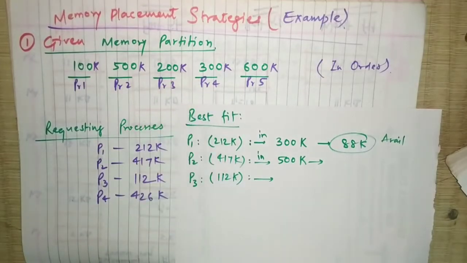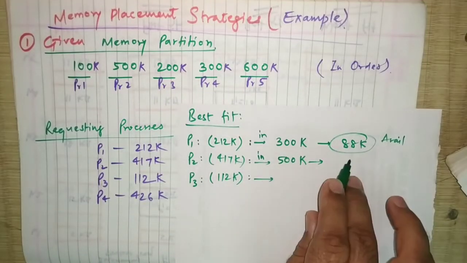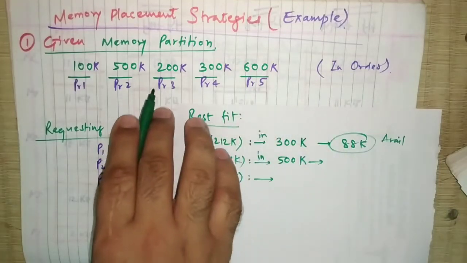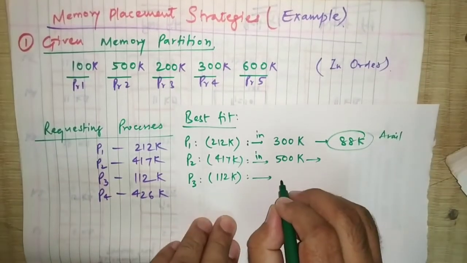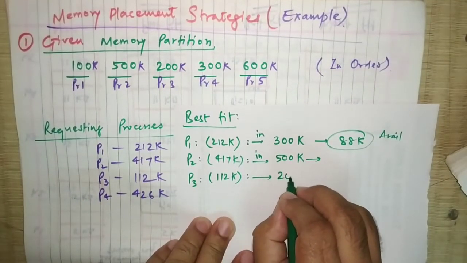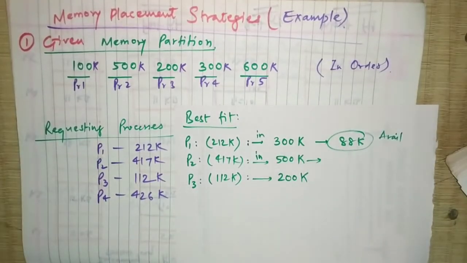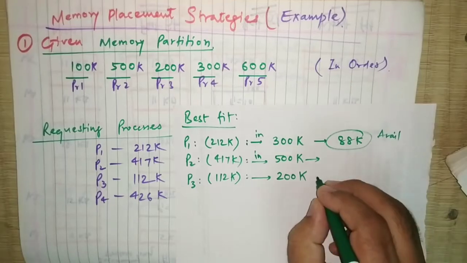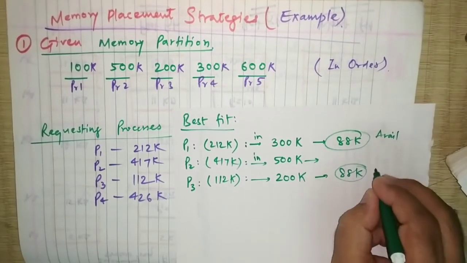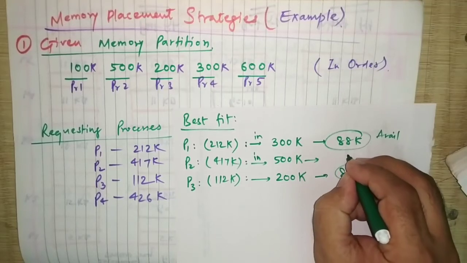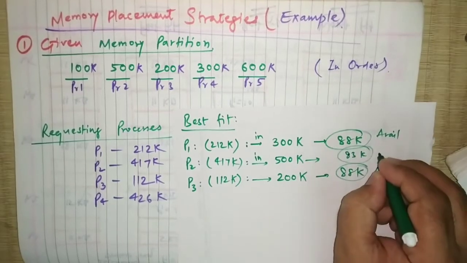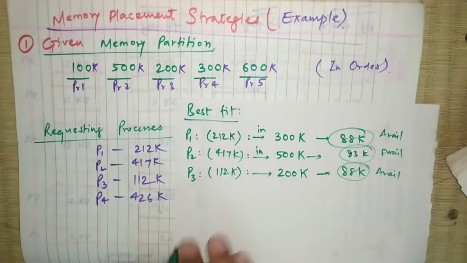We'll move ahead. 300k we have already used, 88k is remaining, so in 88k, 112k cannot fit. 600k is also possible, but we have the best option, that is 200k. So we'll place P3 into the 200k. If we place it, how much memory will remain? Around 88k will remain over here also. So again 88k will be available, and over here 83k will remain. So P3 is also done now.